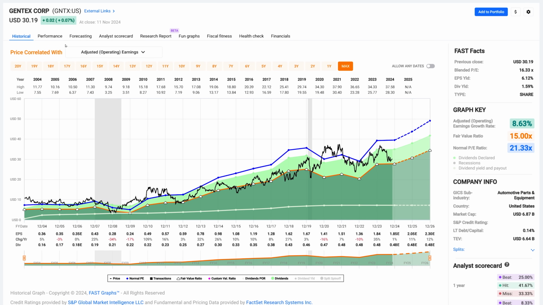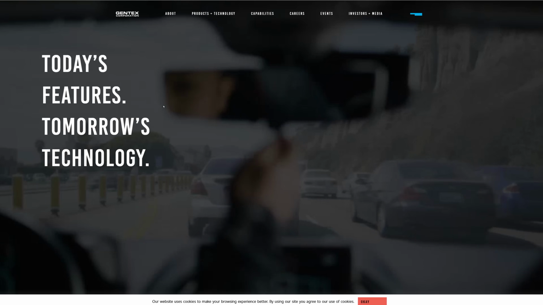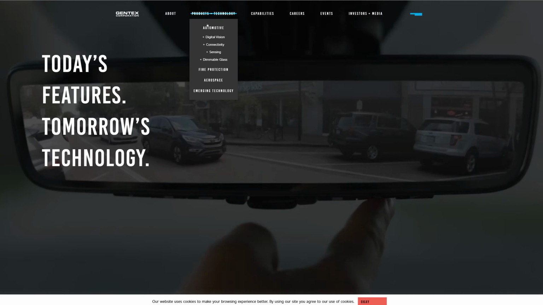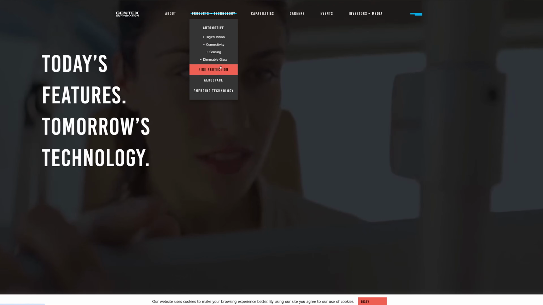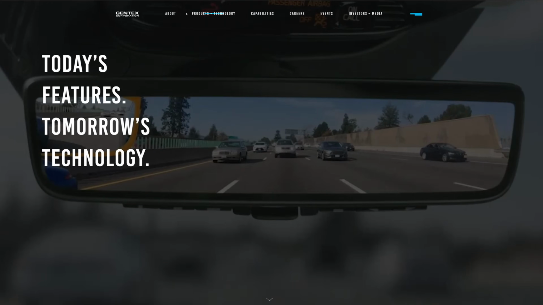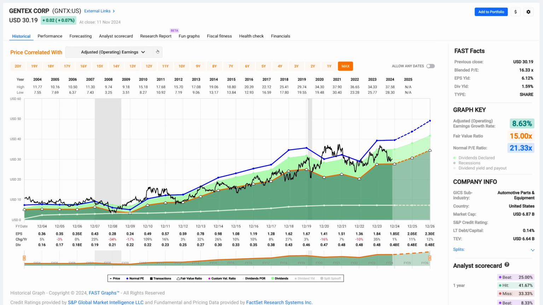Now, another thing with Fast Graphs, you can always go into the external links and go to the company's corporate website. If you don't know what the company is, you could go into their website and spend a little time and learn some things about what the company does, what businesses they're in, etc. Okay, so that's another nice feature of the tool. So anyway, that's Gentex. I would like to buy this stock at a lower valuation if it was me. It does have some nice growth forecast, but again, I want to remind you of the cyclicality here.